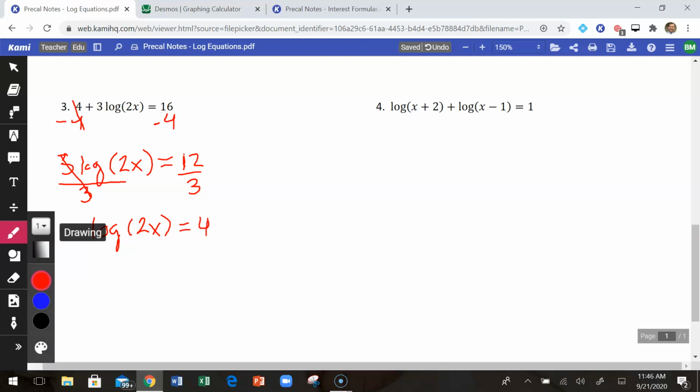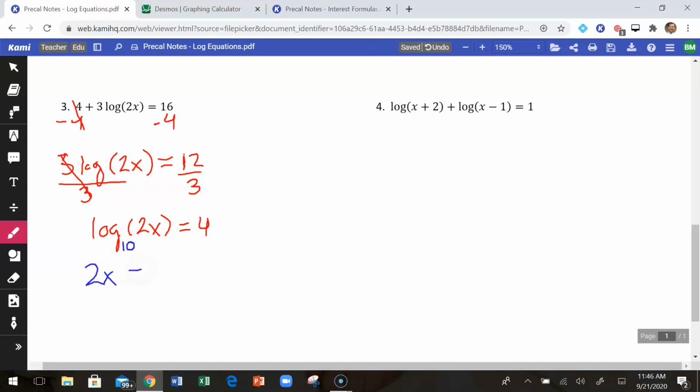And now I can rewrite, because I've isolated the log. Do know that if the base is not written there, remember it is an understood base 10. So I'm going to take the stuff on the inside, which is 2x, and that's going to equal the base to the exponent that's on this side. So 2x equals 10 to the power 4. 10 squared is 100, 10 to the 3rd would be 1,000, 10 to the 4th is going to be 10,000, and then we're going to divide that by 2, and x is going to equal 5,000.